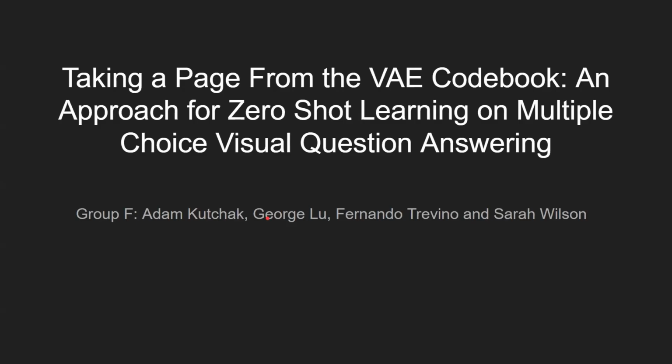So we're Group F, comprised of myself, George, Fernando, and Sarah. And we're going to be talking about taking a page from the VAE codebook, an approach for zero-shot learning on multiple choice visual question answering.